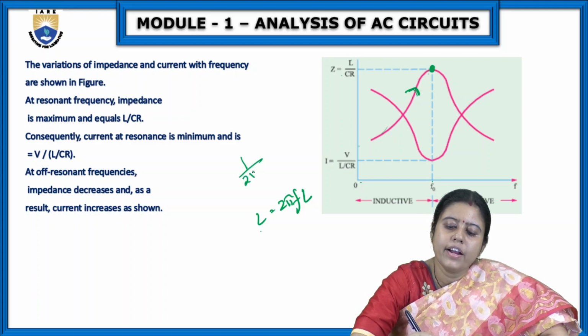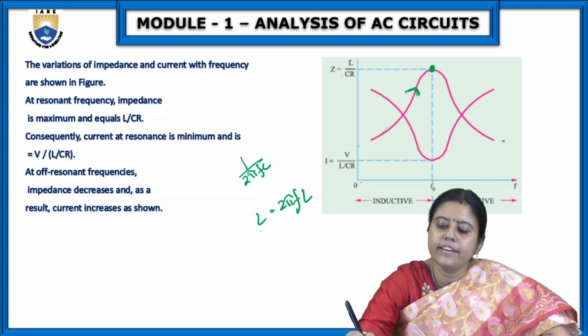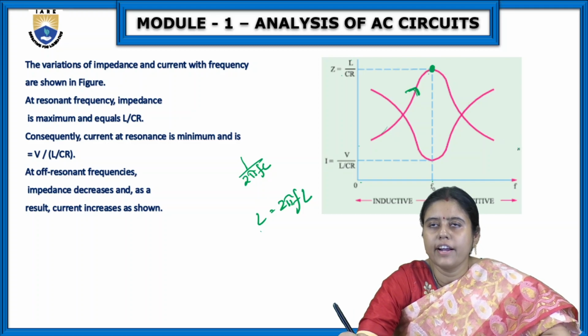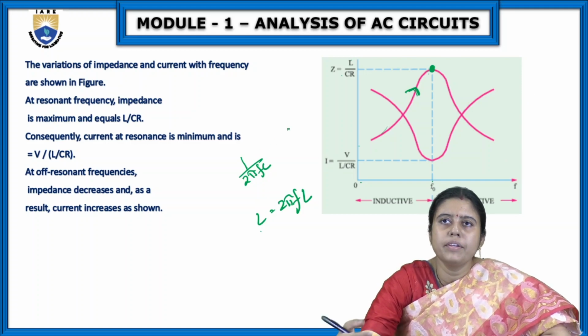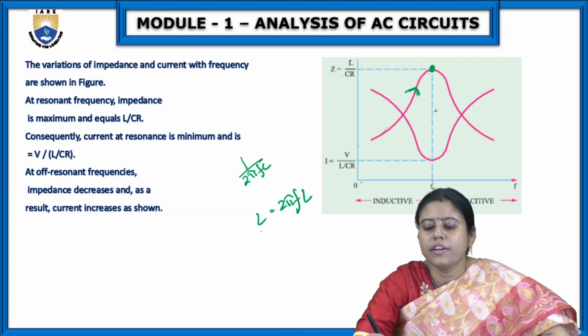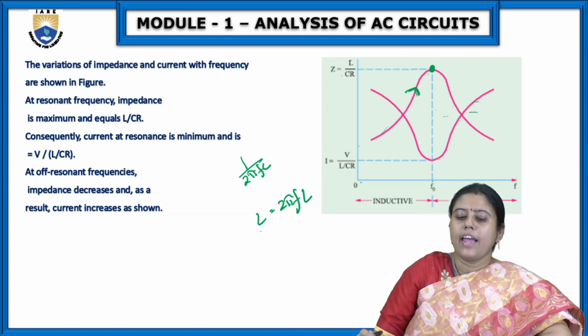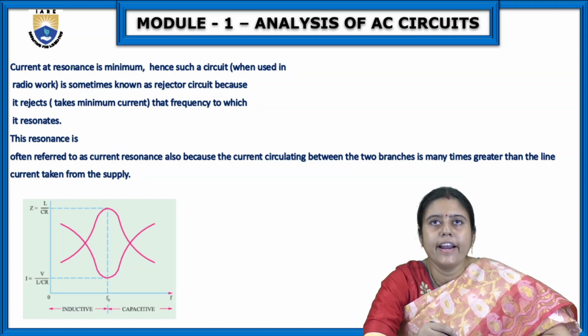And XC is 1 by 2 pi FC. If we go to this side, the frequency is decreasing, which means XC will increase. XC increasing means this side we can consider as the capacitive circuit. Next, what about the current? Current at resonance is minimum, we know.